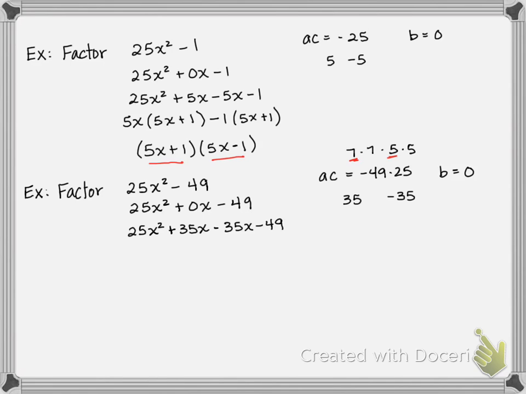And in this first group, I can factor out a 5x. And I get 5x plus 7. Subtraction between my groups. 35 and 49 have a common factor of 7, so I'm really factoring out a negative 7, which gives me 5x plus 7. So 5x plus 7 times 5x minus 7, which again, notice that that first term is the square root of 25, and the second term is the square root of 49, and we just use opposite signs.